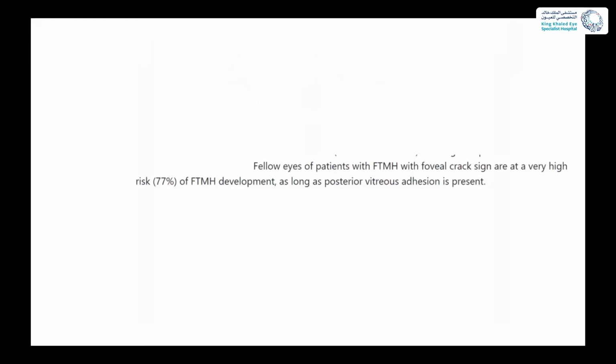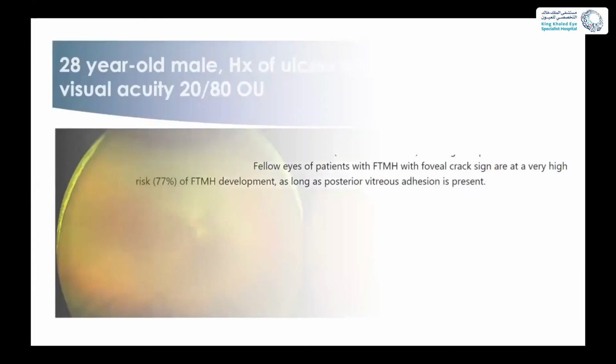So if you have a patient post-trauma, post-BBV, or the other eye has a macular hole, and you have this vertical hyperreflective line, you have to discuss with the patient that the risk of developing full thickness macular hole is higher. So you need to counsel the patient.